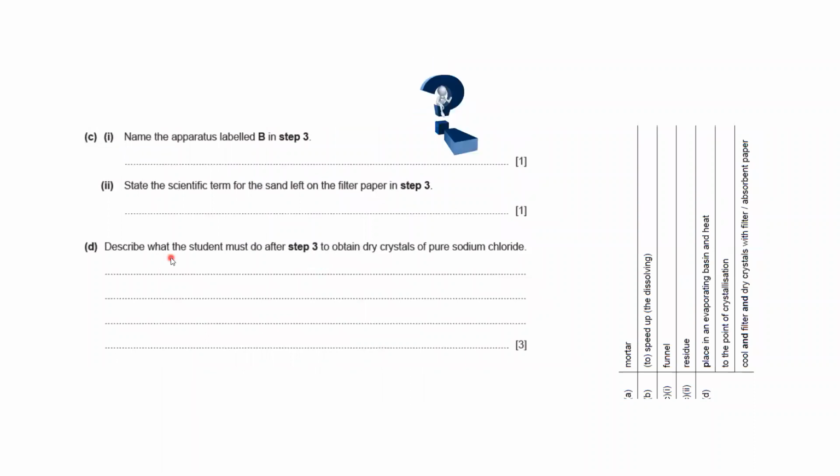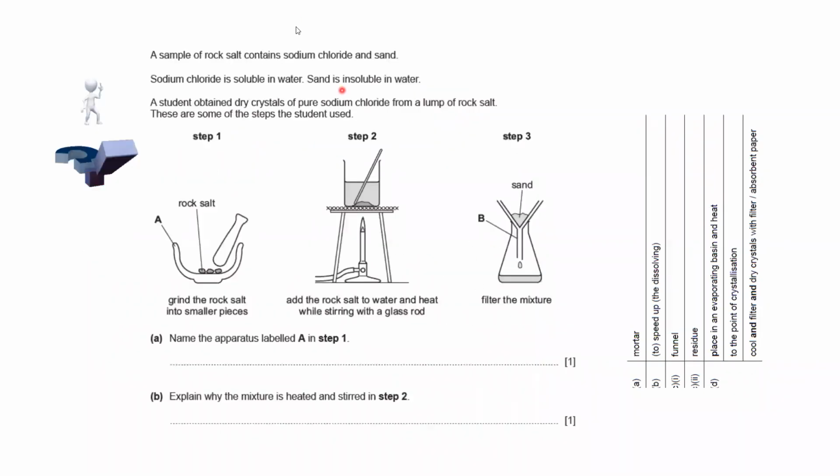Then describe what the student must do after step 3 to obtain dry crystals of pure sodium chloride. So basically what happened, I will repeat. First, a student has rock salt. Then he crushed the rock salt and stirred so that the salt can dissolve. So now this is sodium chloride solution. This is dissolved sodium chloride.